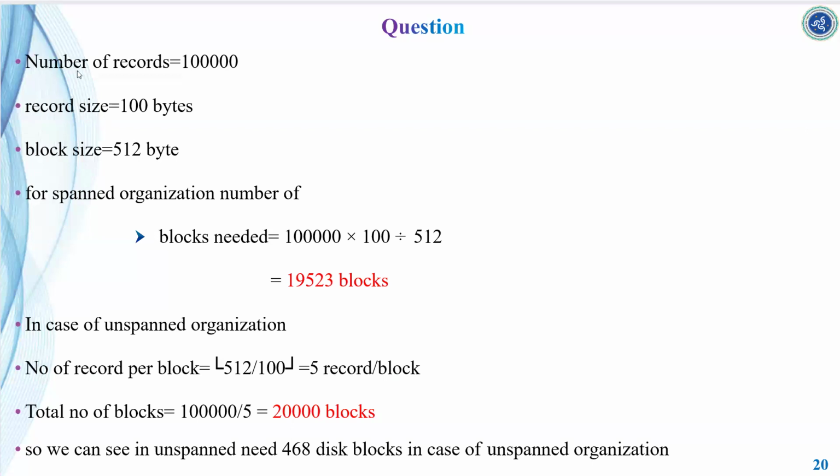We can see an example. The number of records is given as 1 lakh. The record size is 100 bytes. Block size given is 512 bytes. For spanned organization, the number of blocks needed is 1 lakh into 100 divided by 512, where 100 is the record size and 512 is the block size.